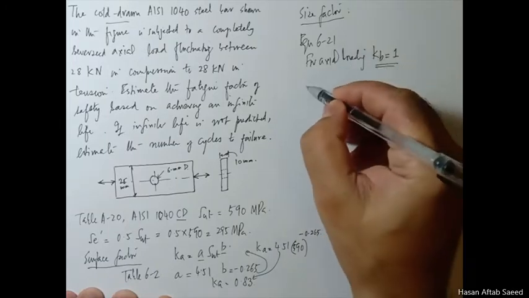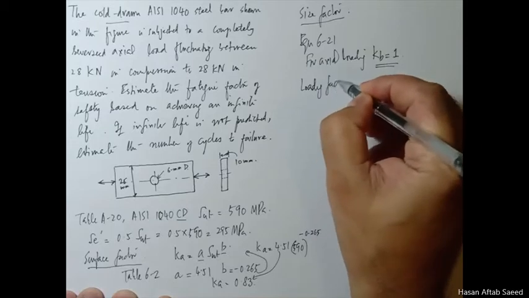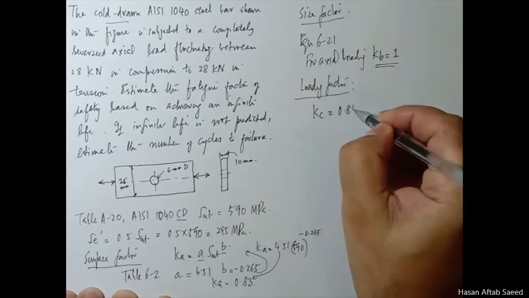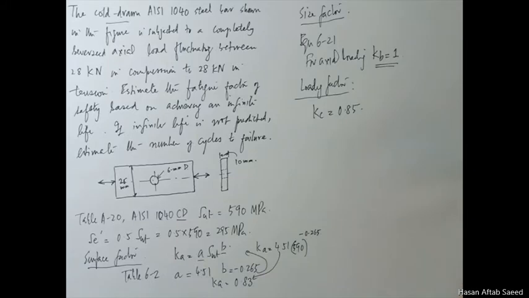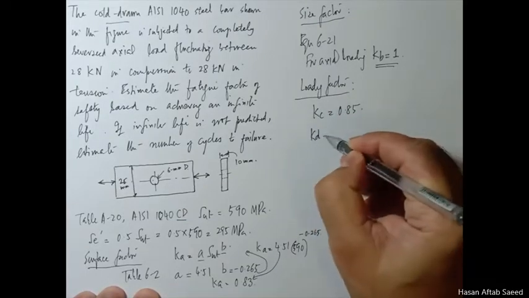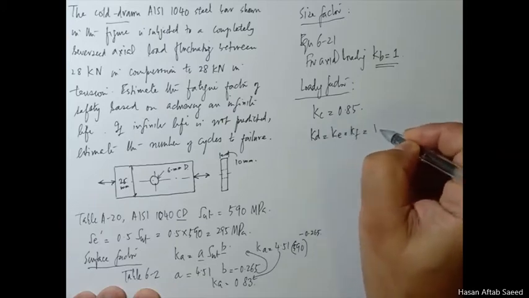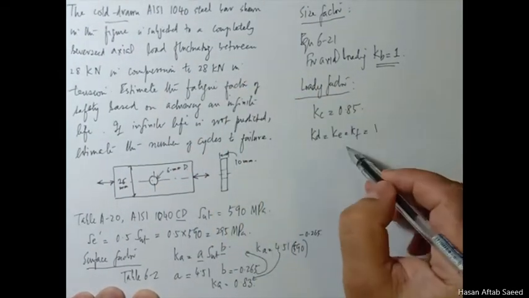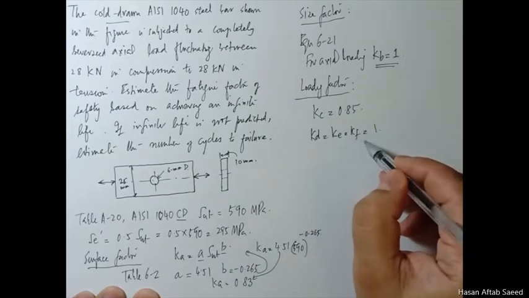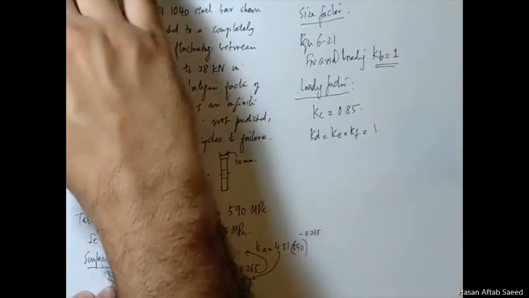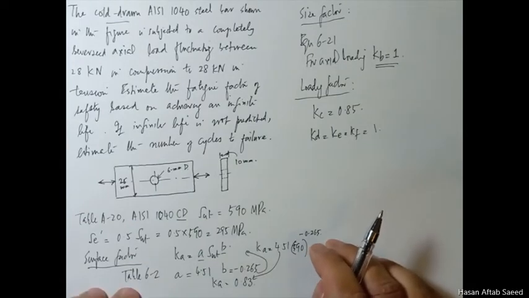We now come to the loading factor. For axial loading, Kc is equal to 0.85, again from your textbook. Now Kd, Ke, Kf are equal to 1. There's no mention of temperature here, so it's 1. Reliability, no mention here, so it's 1. Miscellaneous factor, again, nothing that we should consider which is different from the rotating beam test. So these are all one.